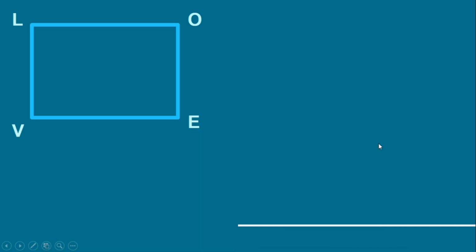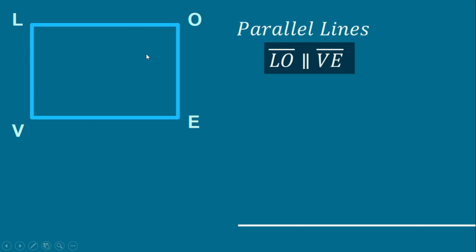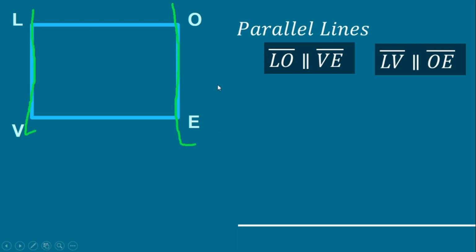So let's have the example here, rectangle. So I have here rectangle LOEV. Okay? So we can say that the parallel lines here are LO, ito, and VE. Okay? They are parallel. LO and VE. Next is LV, ito, and OE. So they are parallel, but they do not intersect.